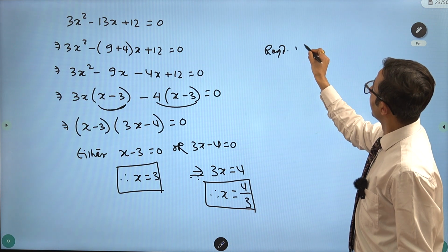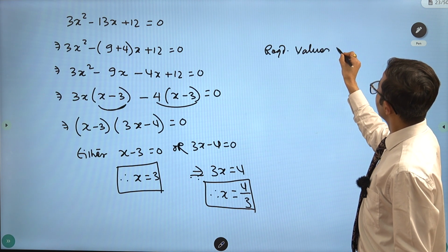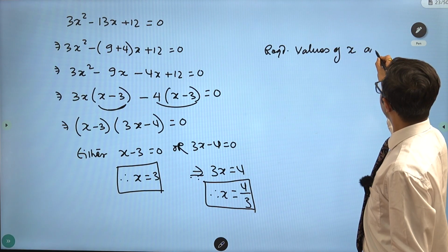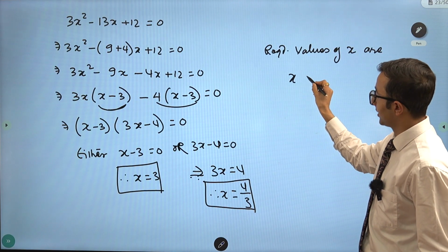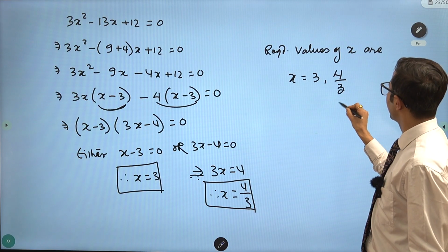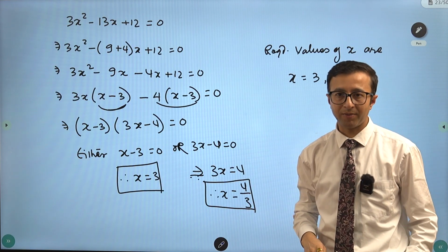The required values of x are x is equals to 3 and 4 divided by 3. This is the solution for this problem.